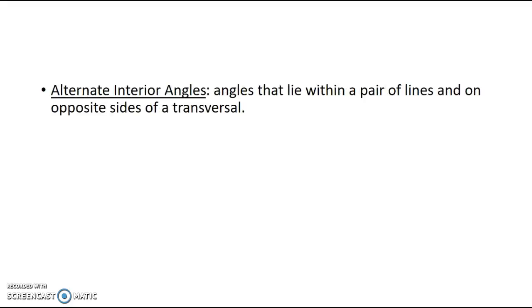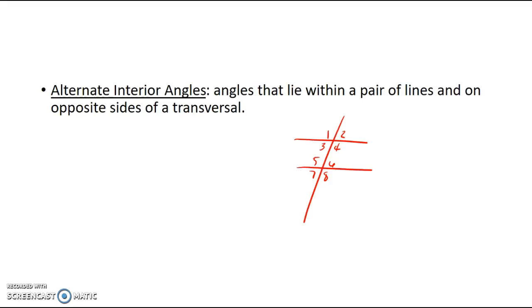And then we also have what we call alternate interior pairs, or alternate interior angles. So again, 1, 2, 3, 4, 5, 6, 7, and 8. Now, there are a lot more different types of angle relationships when we're talking about two lines cut by a transversal, but these are the two we're going to focus on: corresponding angles and alternate interior angles.